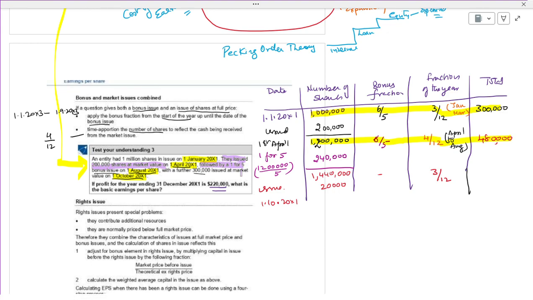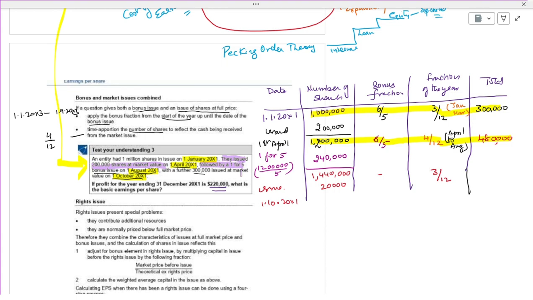August 2001. Followed by 1-for-5 means the first one they have issued 200,000 shares at market value. The fraction is 1-for-5, and immediately a bonus issue. On 1st August. That is the reason here we have taken the fraction with respect to the last one, with a further 300,000 issued at a market value of how much?